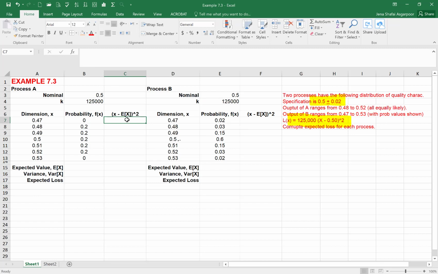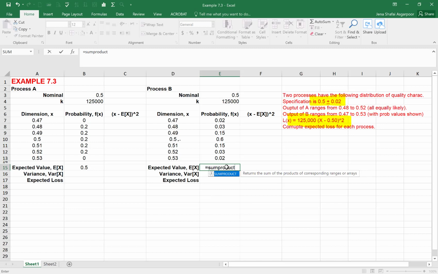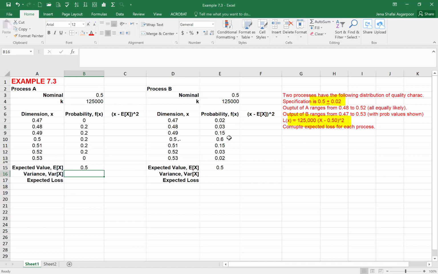So in order to compute the expected value of each of the processes, we can use a sum product of the dimensions and the probabilities. And we can do the same thing here, sum product of the dimensions and the probabilities. So we can see that the average value, or the expected value, of both of the processes is 0.5. But there is variation. We can tell that there is variation because the probabilities are different.